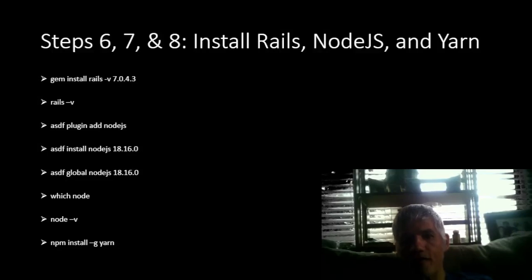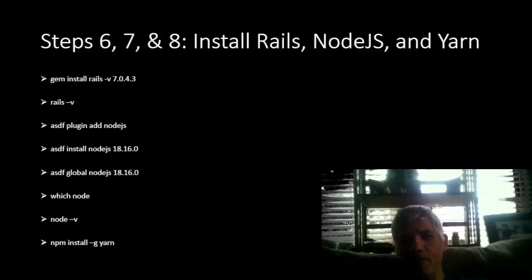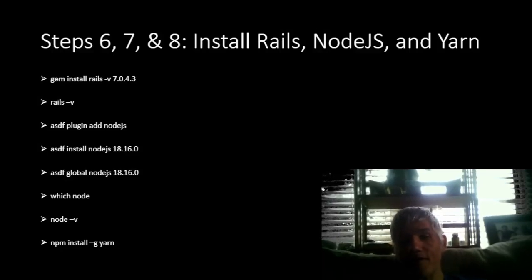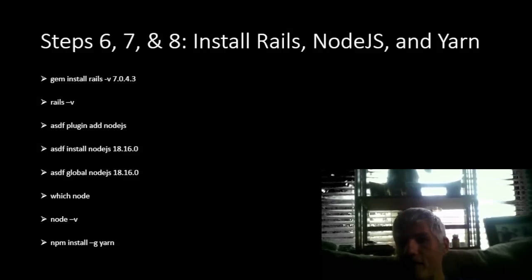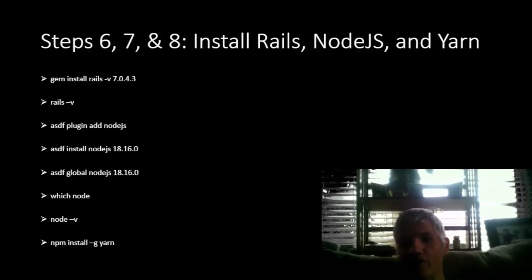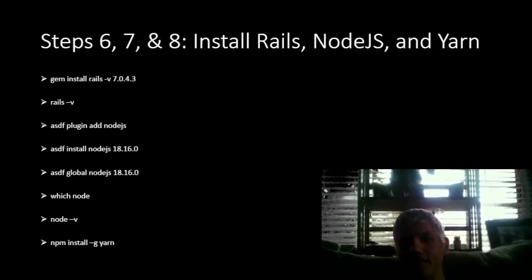Then we're going to use the asdf plugin manager to install Node.js by typing asdf plugin add nodejs. Then, after we add that plugin to install and manage Node.js, we're going to actually install it by typing asdf install nodejs 18.16.0 to install that version.